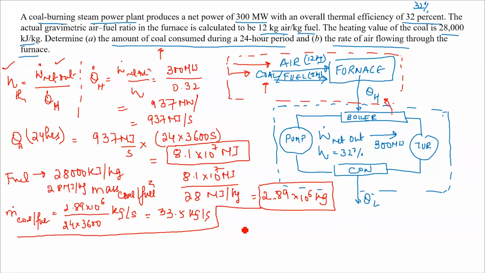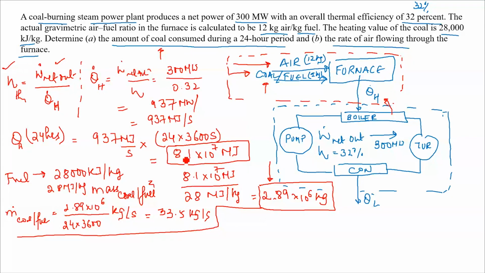Yes, sir. Now, can you tell us why we divided this, 8.1 into 10 to the power 7 divided by 28 megajoules? If I want to find out at what rate the coal was being provided to the furnace, I know that this much amount was used in 24 hours. This much amount in 24 hours, so the rate would be, in 1 second, 33.5 kg was being transferred to the furnace. Clear enough?